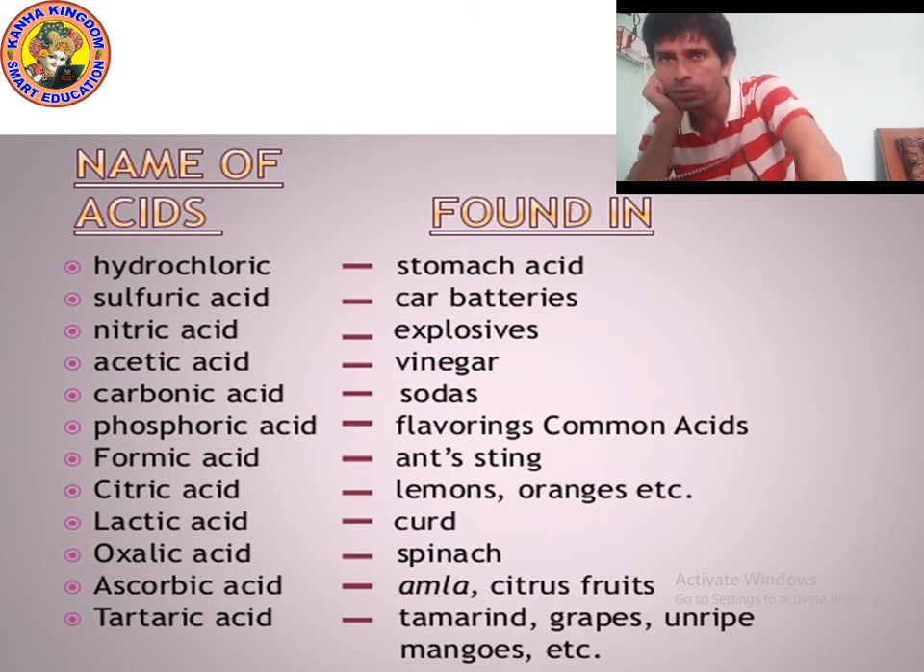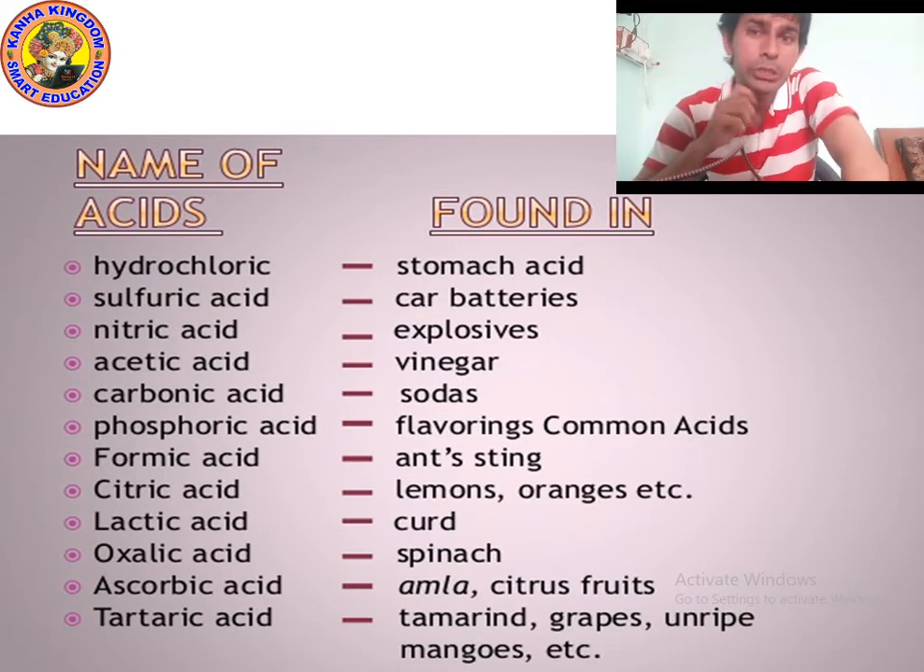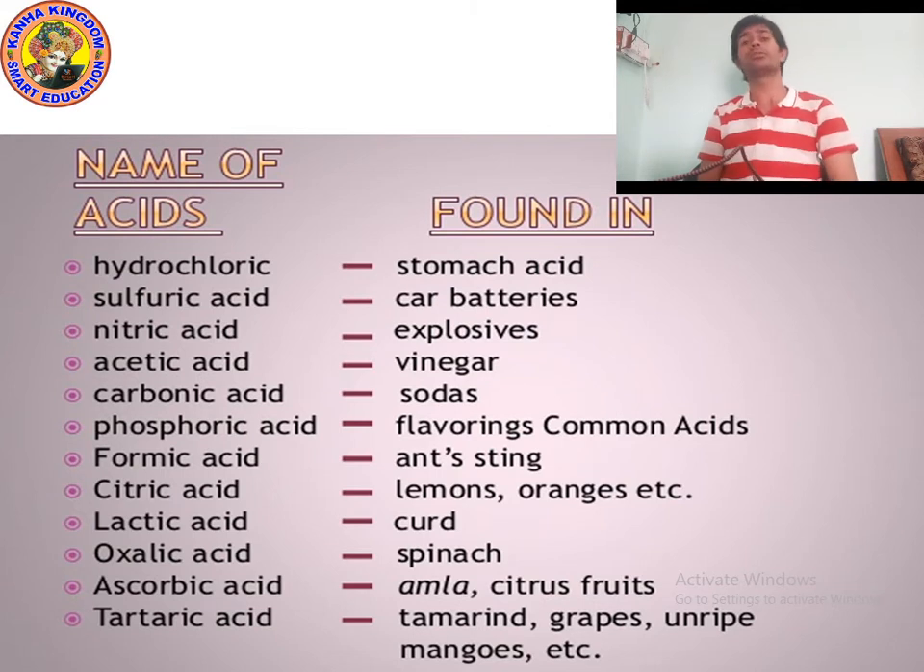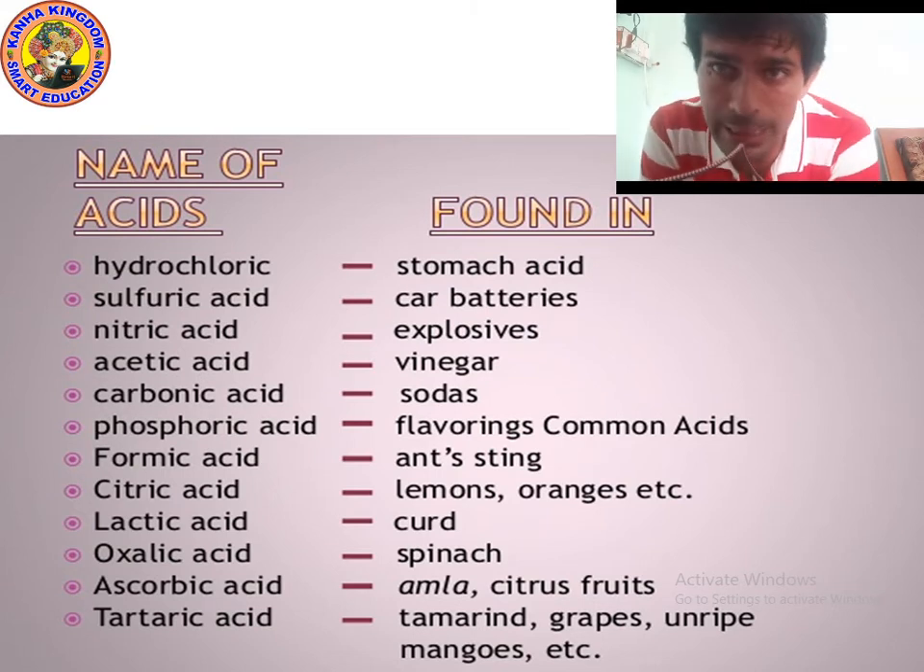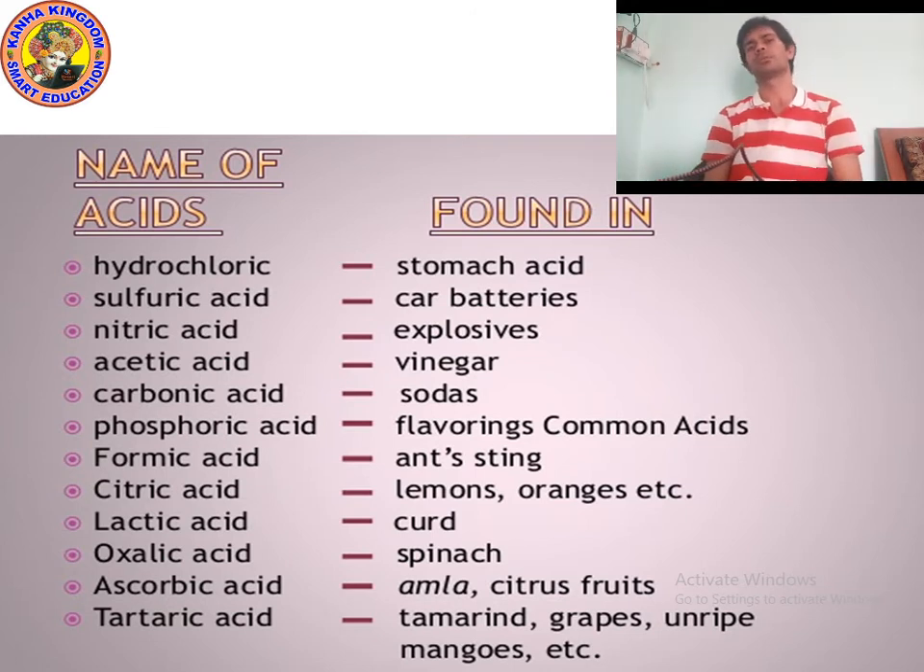Spinach, palak. Which acid is found in spinach? Oxalic acid. Even tomato also contains oxalic acid. Spinach also contains iron, but it also contains oxalic acid. So, oxalic acid is found in spinach.